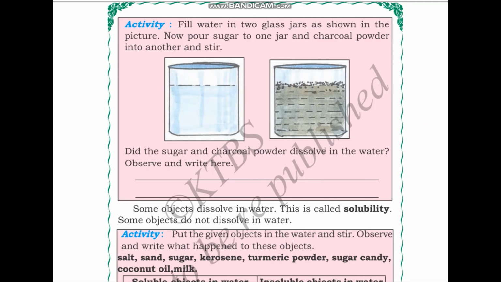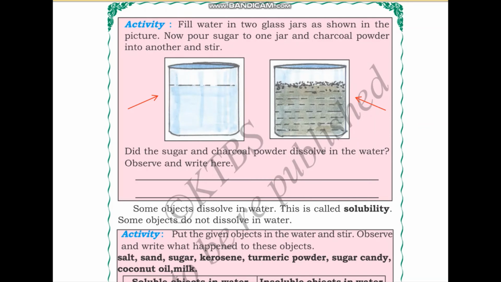So we have learnt about mass, weight, density, pressure. Now we will learn about solubility. To do this, fill water in 2 glass jars as shown in the picture. Now pour sugar into one and charcoal powder into another and stir. So they have poured sugar into this one and charcoal powder into this one, and now they are stirring. What happens? Did the sugar and charcoal powder dissolve in water?